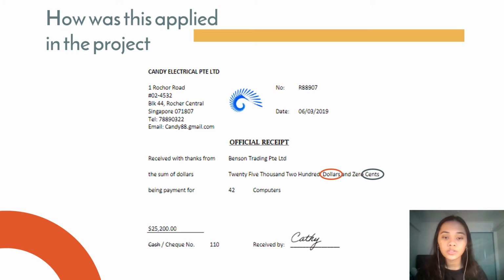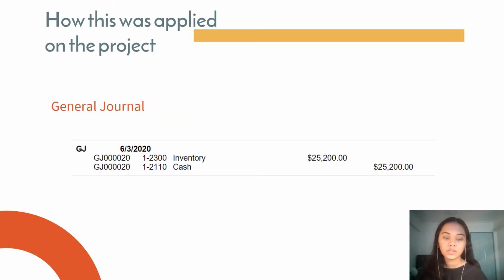As you can see in this source document, Benson Trading bought 42 computers from Candy Electrical. The inventory's worth is $25,200. Since the inventory can be counted in dollars and cents, it can be recorded in the journal entries. Since inventory was bought, the journal entries on the general journal would be debit 25,200 inventory and credit 25,200 cash.